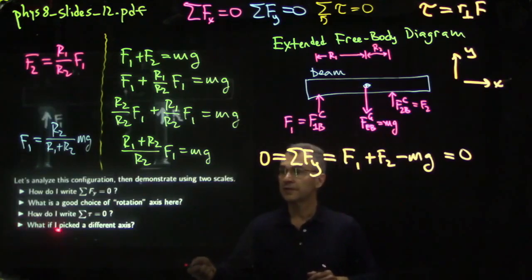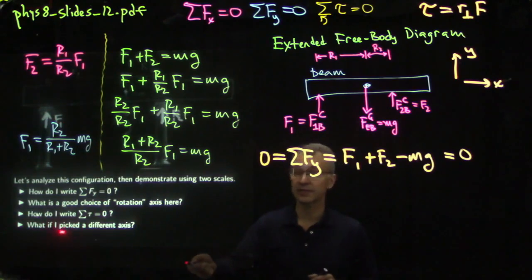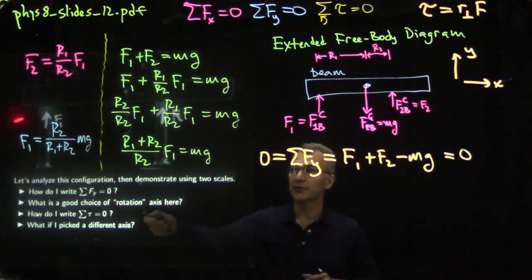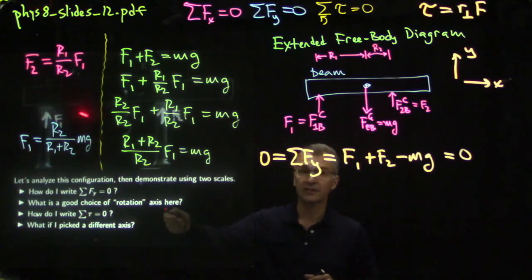One thing you might wonder is, what if you picked a different axis? Well, it turns out that depending on what you're most interested in, sometimes it is really convenient to pick a different axis. For example, suppose we wanted to find a shortcut that would get us directly to this equation without so much algebra. Notice that this result contains F1 and it doesn't contain F2. So we were looking for an expression that eliminates F2.